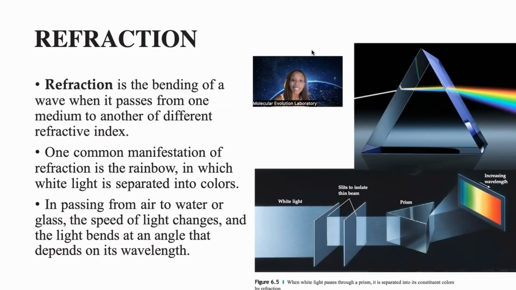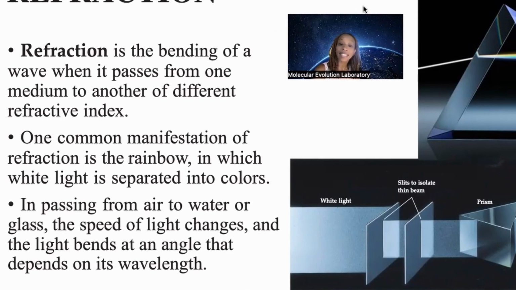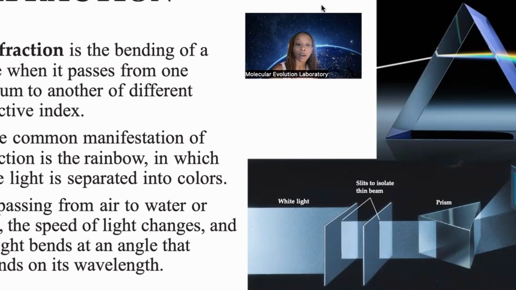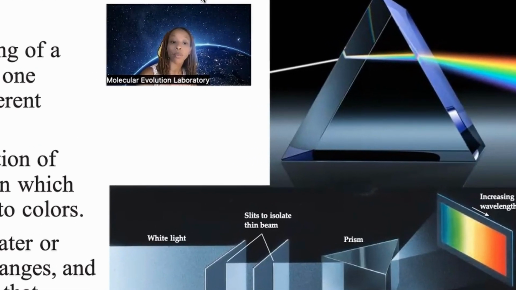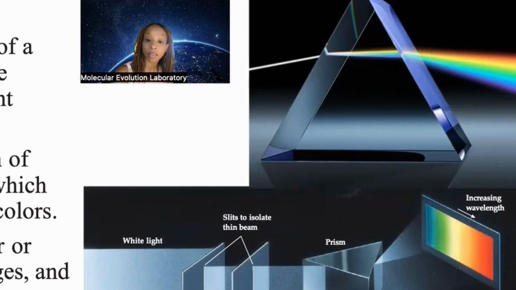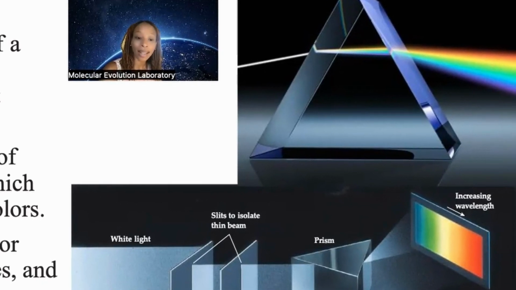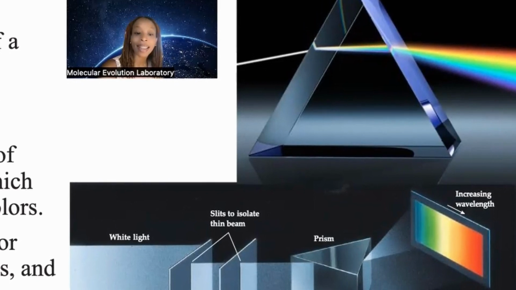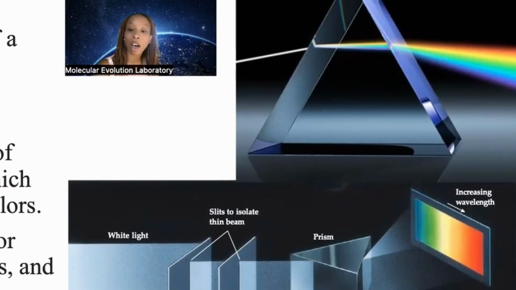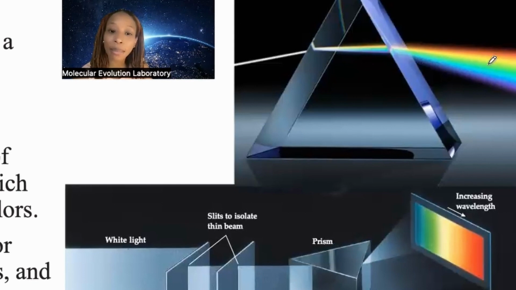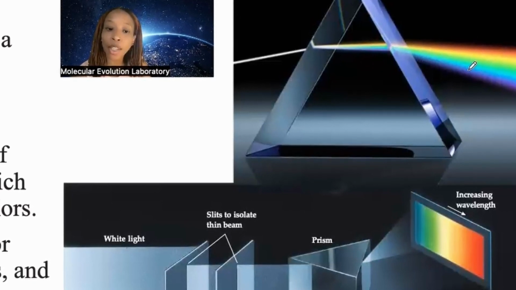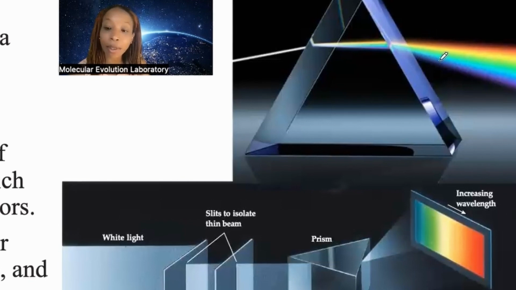And of course, because light is a wave, it's subjected to bending when it passes from one medium to another. Refraction is the bending of a wave when it passes from one medium to another of different refractive index. One common manifestation of refraction is the rainbow, in which white light is separated into colors. In passing from air to water or glass, the speed of light changes and the light bends at an angle that depends on the wavelength. So refraction is basically the bending of light when it passes from one medium to another of different refractive index.